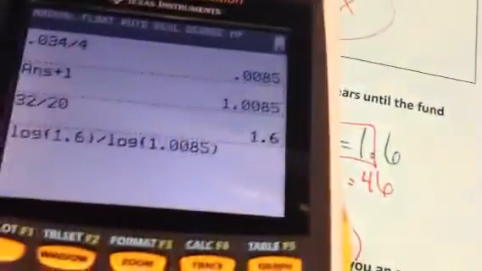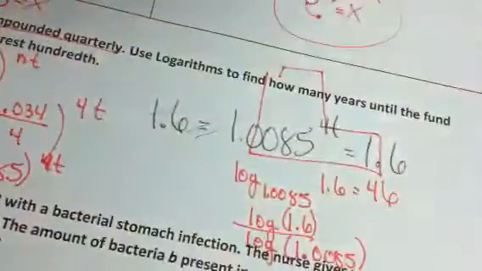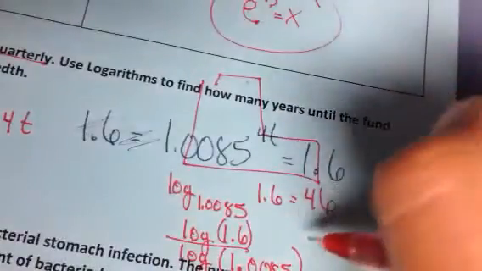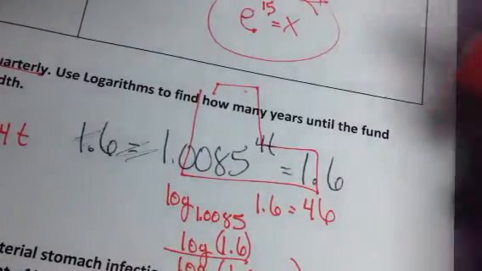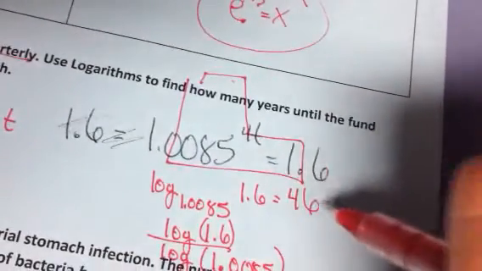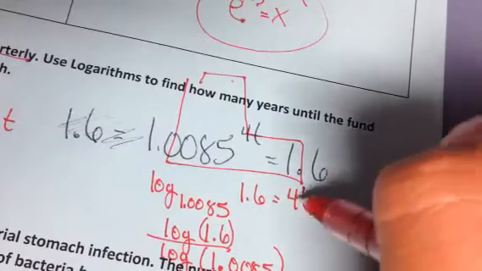Again, don't forget to close those parentheses. So when I do that, that's equaling... So I made a mistake over here. I put 46. I should put 4t.